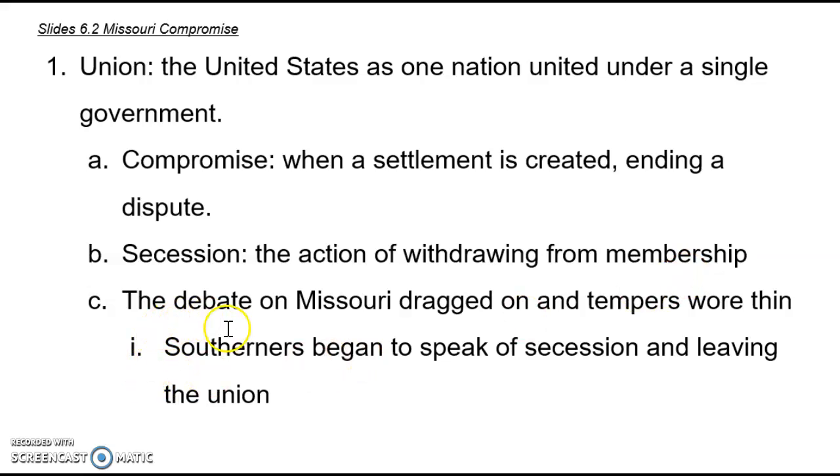So it's important that we know that this debate going on with Missouri is going to drag on, and Southerners and Northerners are going to be losing their tempers. With that being said, you're going to hear Southerners start to speak of leaving the Union.